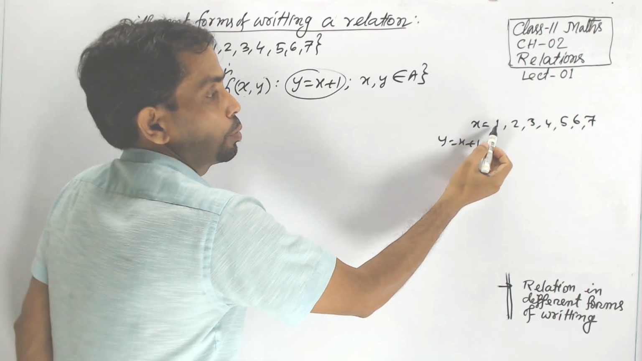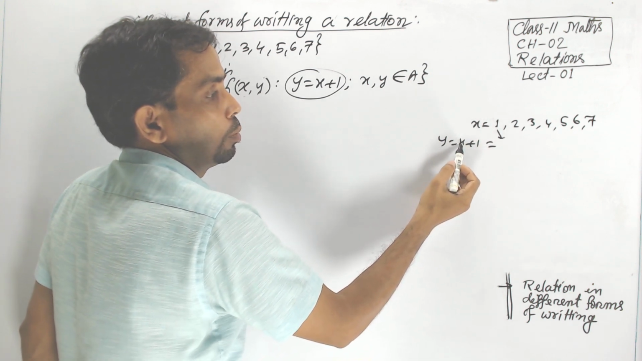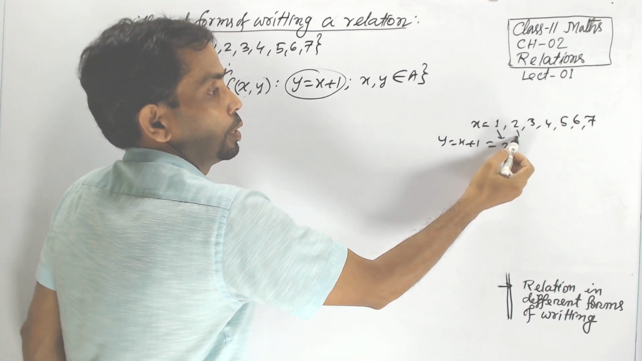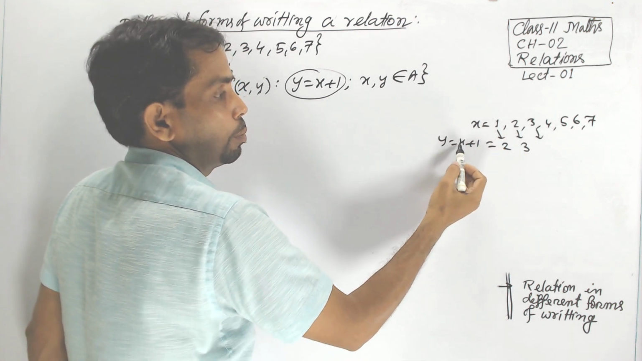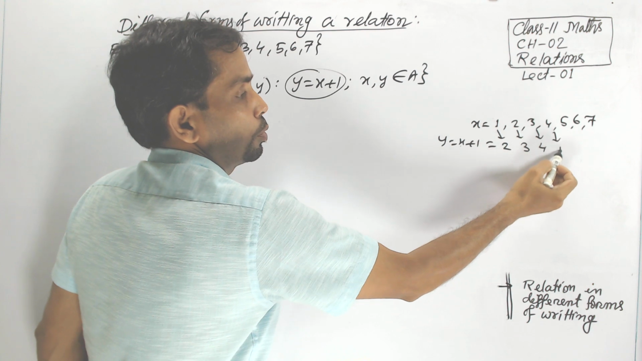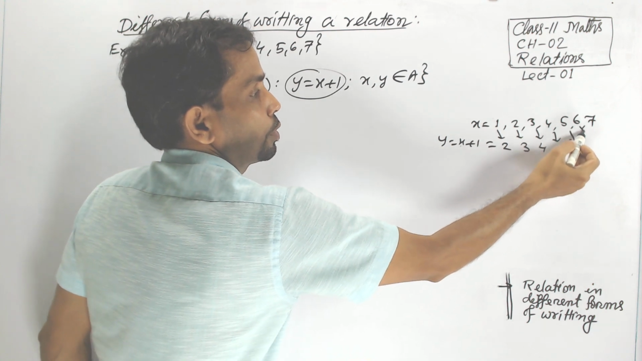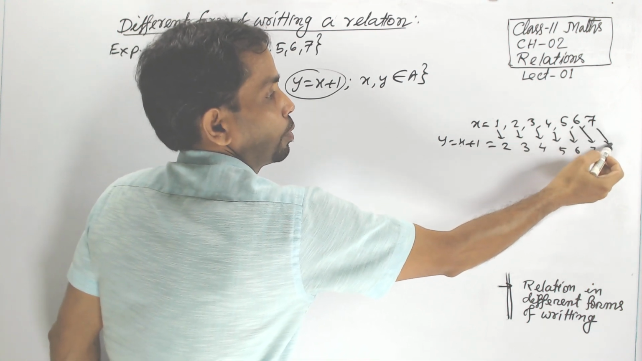Then if I take x as 1, what will be the corresponding value of y? 1 plus 1 will be 2. Then if I take x as 2, 2 plus 1 is 3. 3 will correspond to 3 plus 1, 4. 4 will correspond to 5. 5 will correspond to 6. 6 will correspond to 7. 7 will correspond to 8.